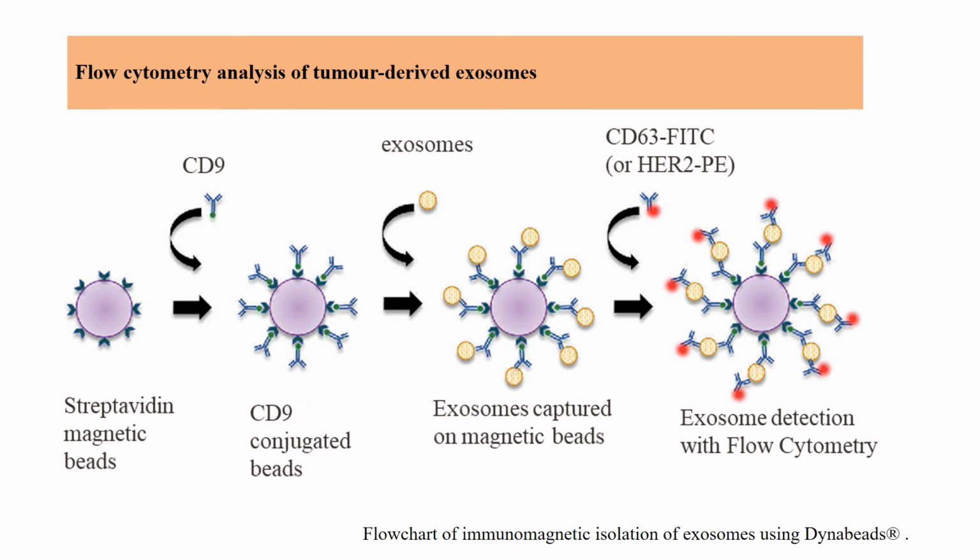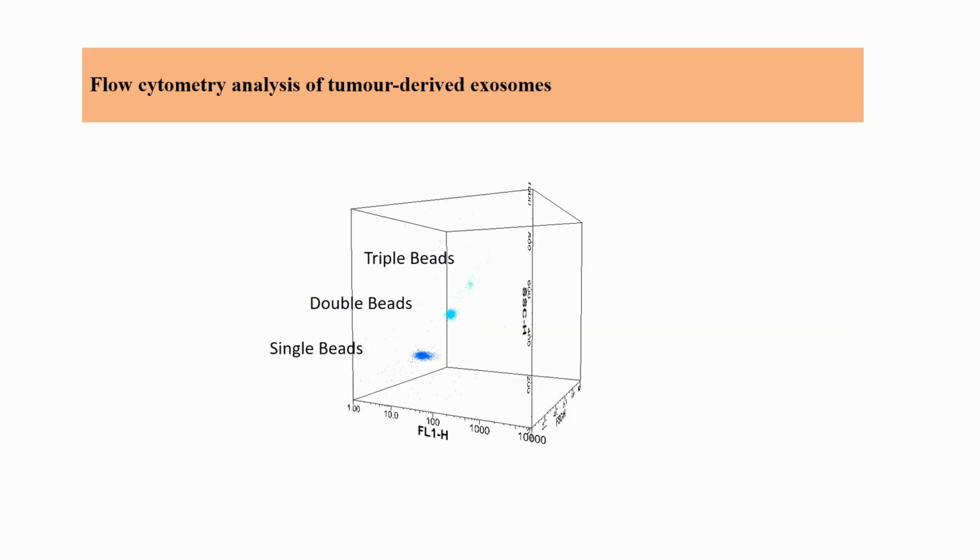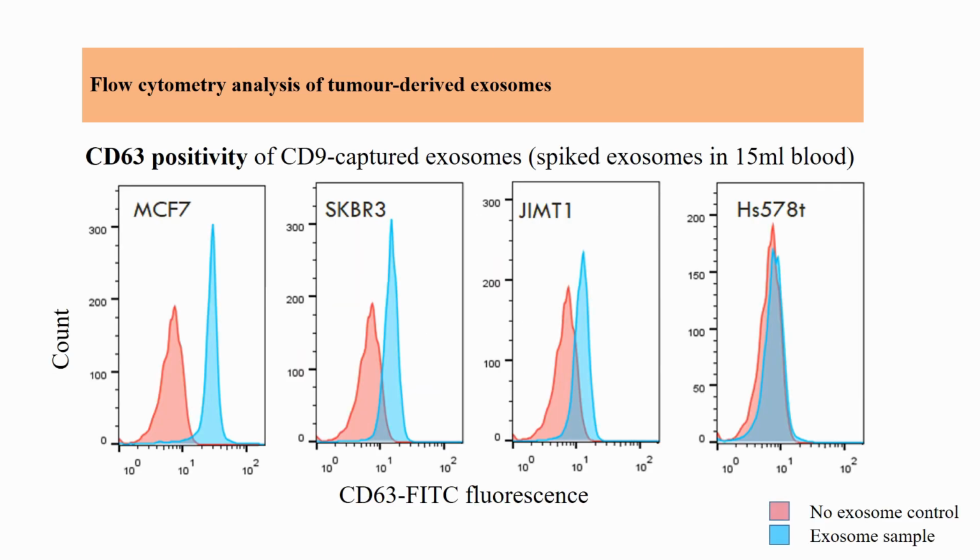And this is what you see on a flow cytometry. You would have these single beads which are loaded with exosomes. You will see the double beads and the triple beads, but even less and less every time. So we can gate on these single beads, and we can see actually the positivity of these exosomes to CD63 when we spike these exosomes in blood.